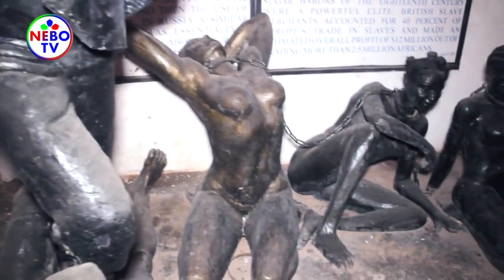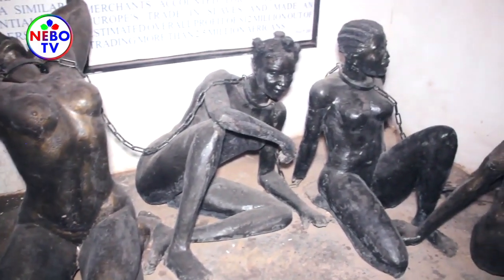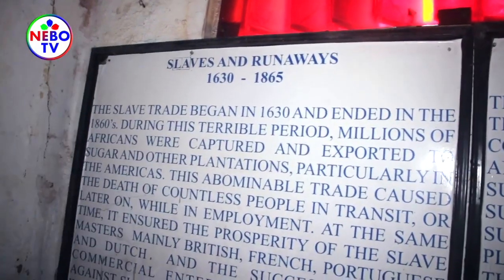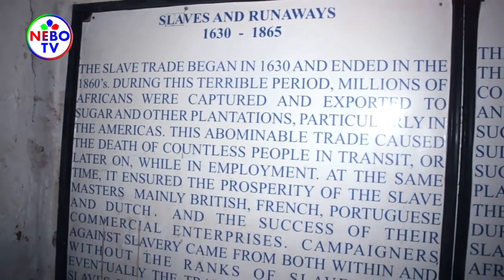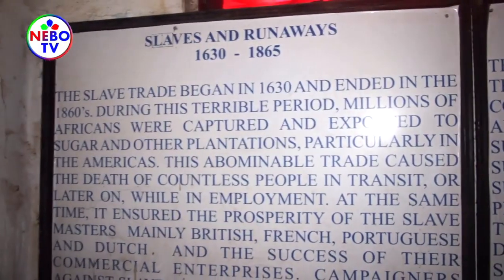These are slaves actually. The slaves that were taken captive from the west coast of Africa down to European markets and subsequently down to the New World, the Americas, where they had sugarcane plantations. The slave trade began in 1630 and ended in the 1860s. In fact, why the slave trade?